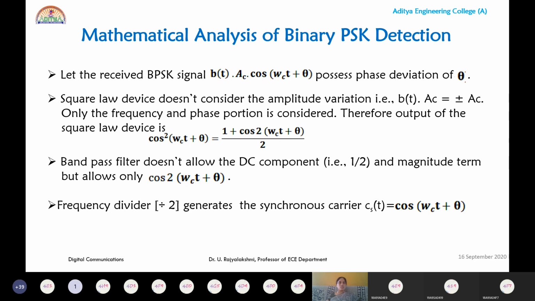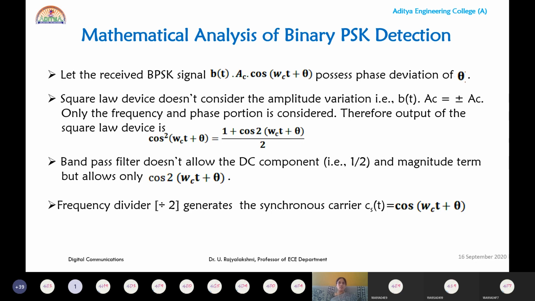So now please let us go through each and every step. Please observe carefully. What is the received BPSK signal? BPSK signal is in the form of b(t) Ac cos omega_c t. But once it is allowed to the channel, due to some noise, let the introduced phase deviation be theta. That is the first step.